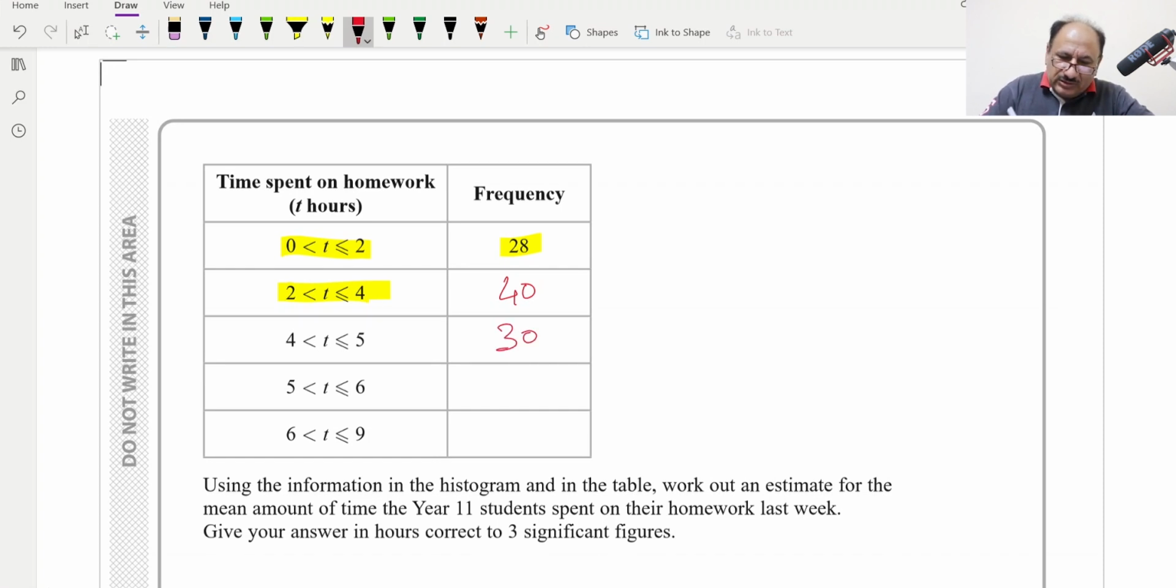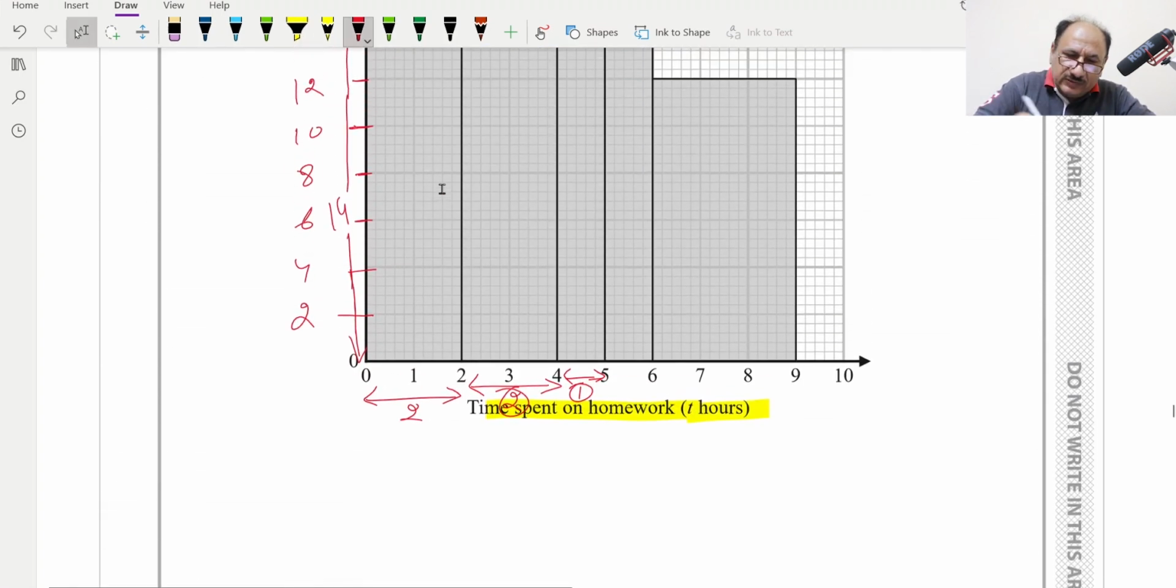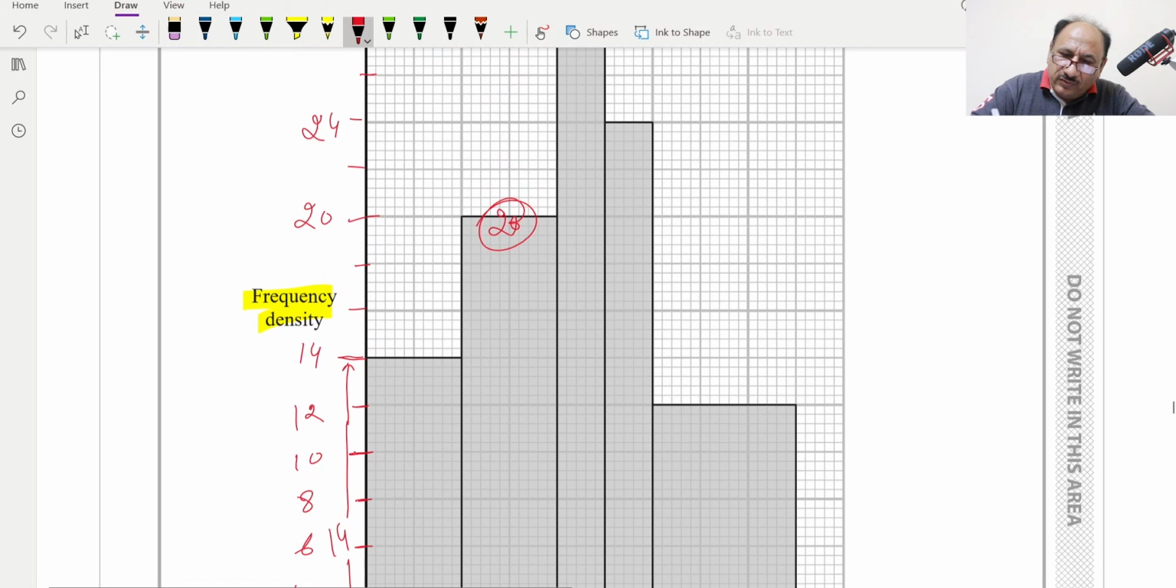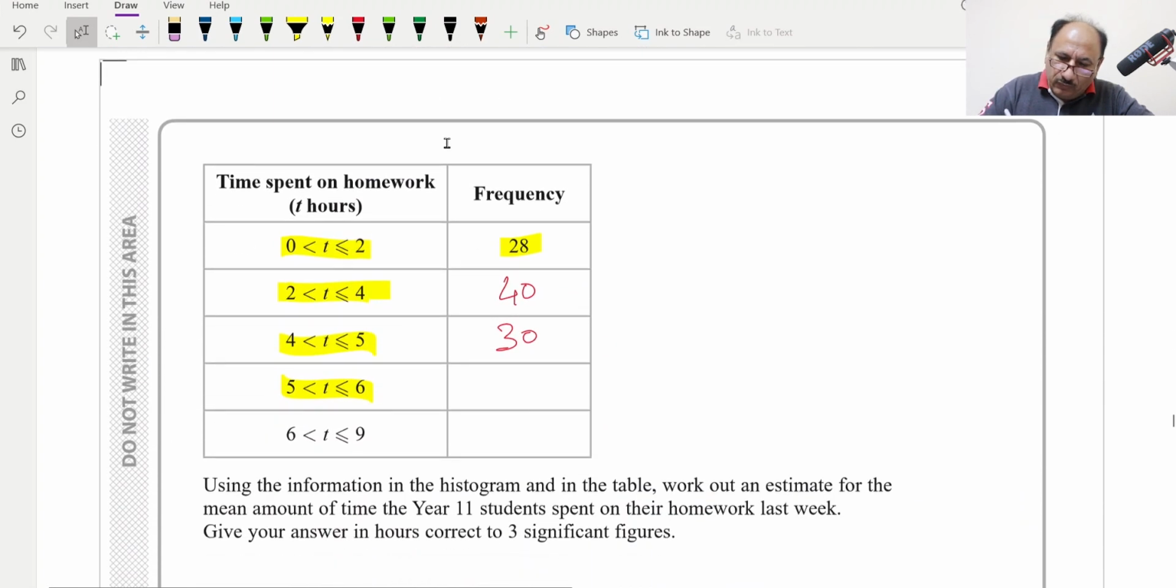And next frequency we will check for 5 to 6. 5 to 6 is this width. 5 to 6 is 1, and height is 24 for this one. So 24 into 1 will be 24. So we will provide over here as 24.